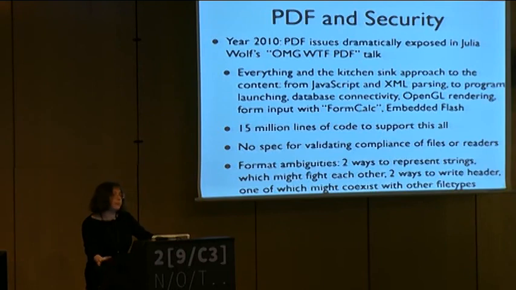There is also no specification for validating compliance of readers or validity of files, and there are some really bad format ambiguities. My favorite one is where a PDF file can also legitimately be another kind of file, because the PDF header can be in a different place than a normal file header. So you can have a PDF file that's at the same time a zip archive.